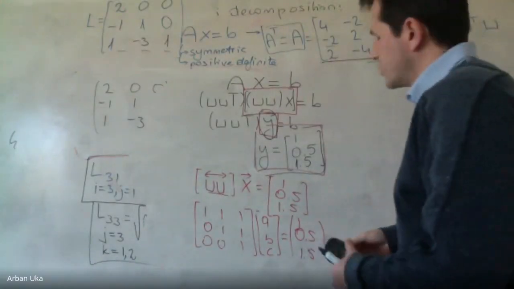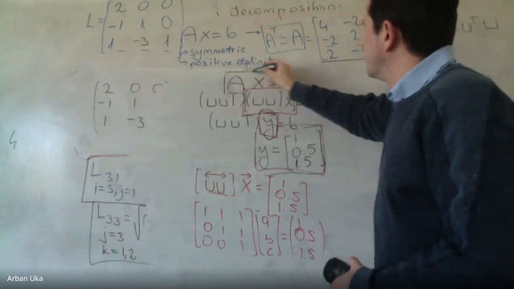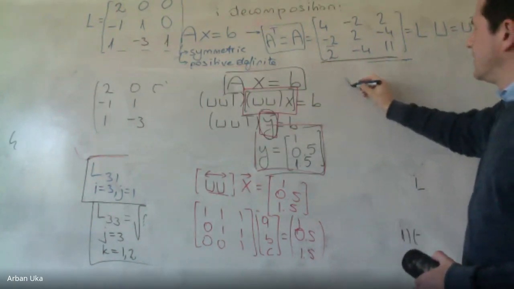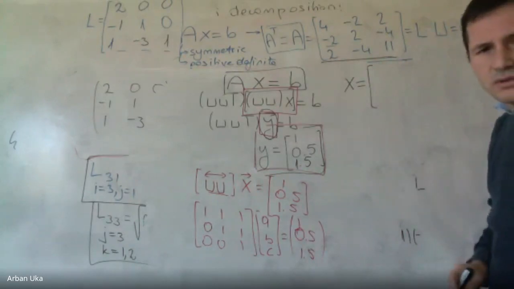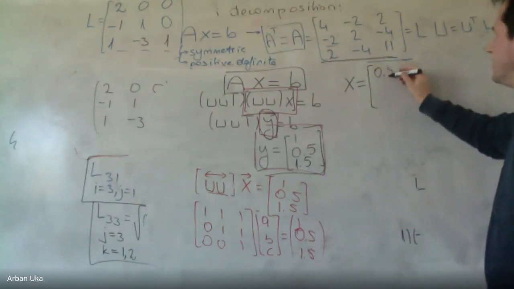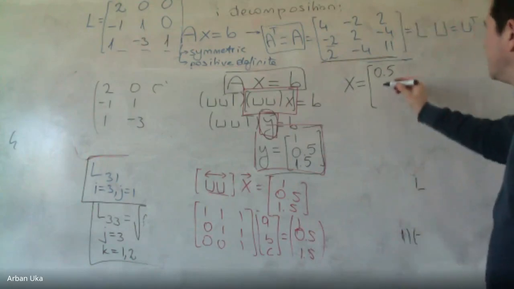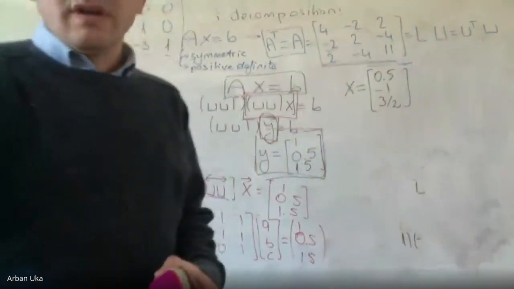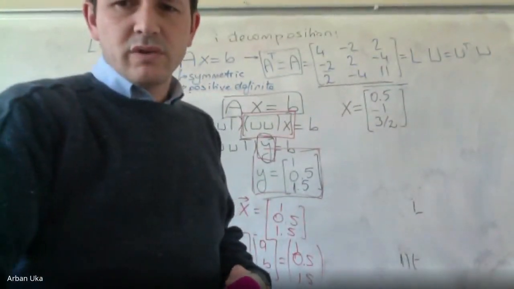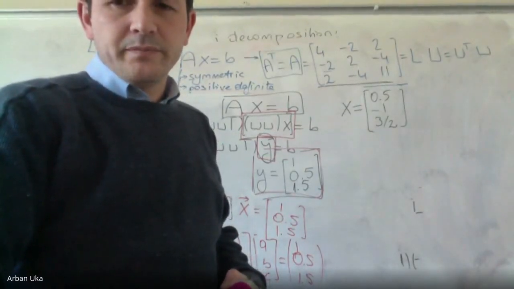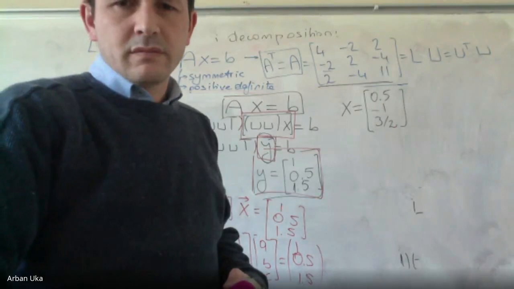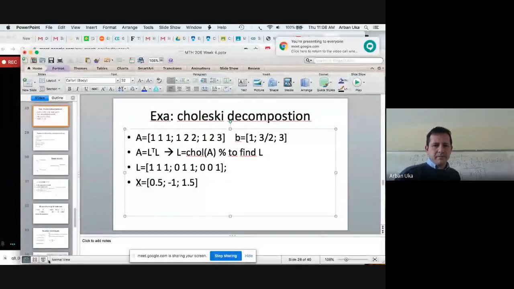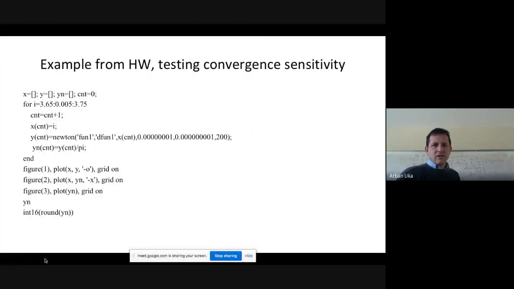So the solution of this problem using Choleski decomposition is that the A that was given on the slide, this was the system, we had the B, and it looks like the final solution is equal to, let me read it from the slide, 0.5, minus 1, and 3 over 2. Okay, so this is just one small example. So if we go back here, let's see what we get. This is a Choleski decomposition, that's an example.